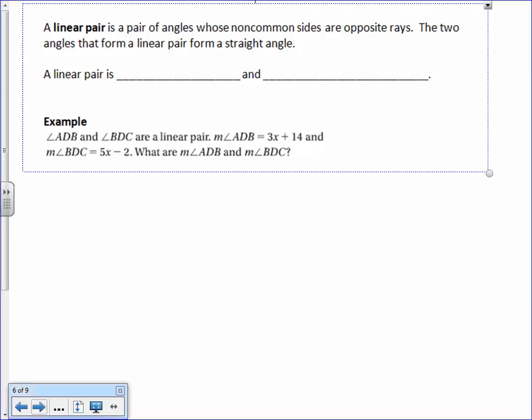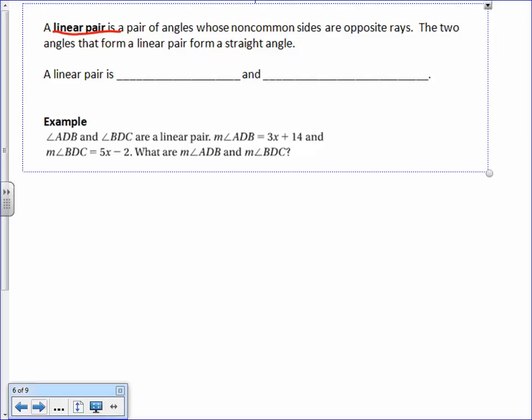This is the last term for this first half of section 5. A linear pair is a pair of angles. So this is a term to know. A linear pair, I guess it puts it together, it's a pair of angles whose non-common sides are opposite rays. So let's think about that.